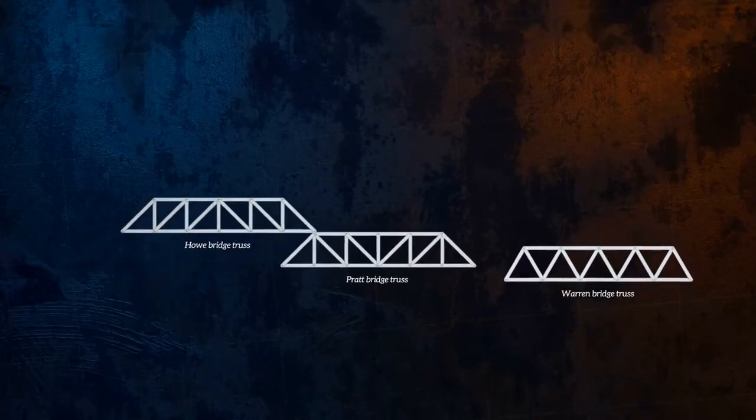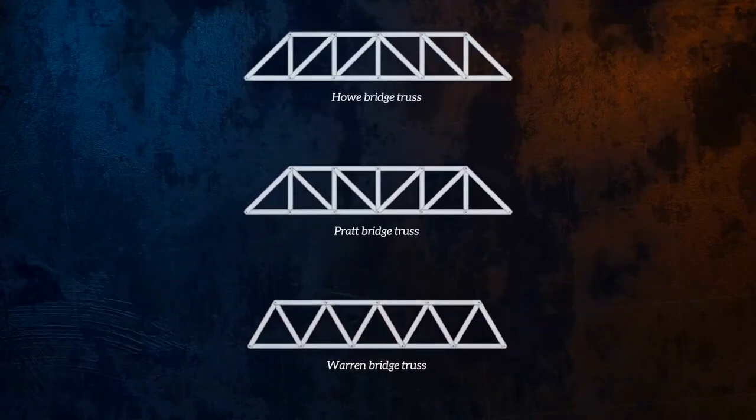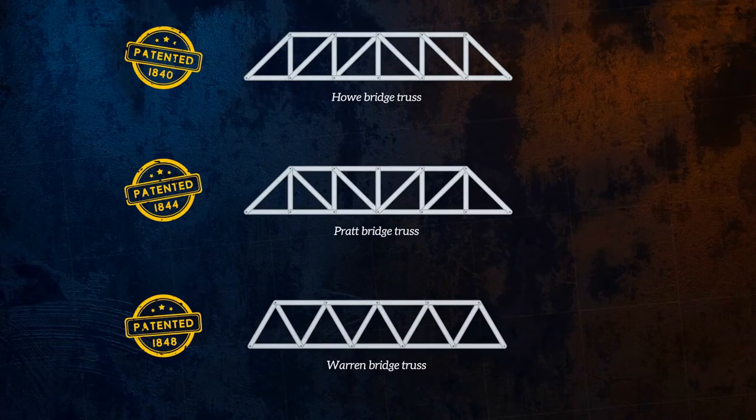Here we have 3 different bridge trusses: the Howe, Pratt, and Warren trusses. These trusses were all patented in the 1840s, at a time when new bridge designs were being developed to accommodate the expansion of the railroad industry. They were typically constructed from a combination of wood and iron.